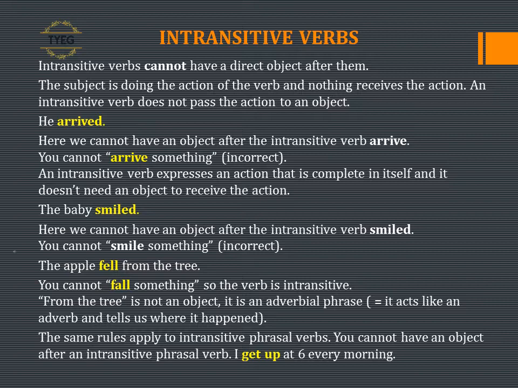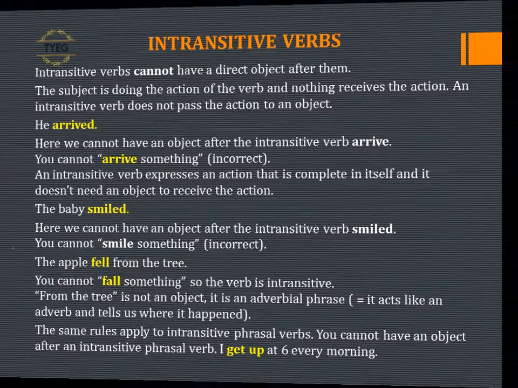From the tree is not an object, it is an adverbial phrase, which means it acts like an adverb and tells us where it happened. The same rules apply to intransitive phrasal verbs. You cannot have an object after an intransitive phrasal verb. I get up at 6 every morning.